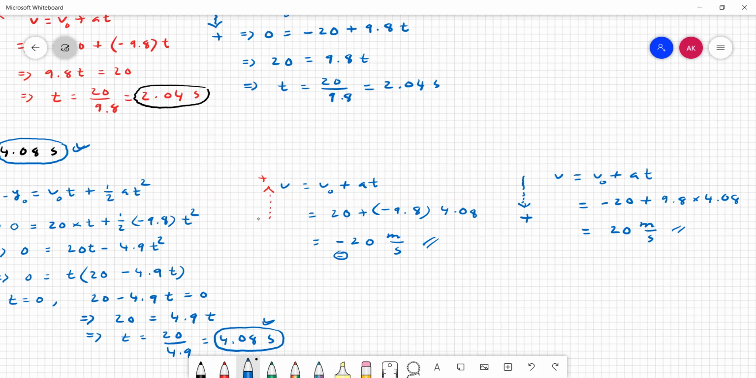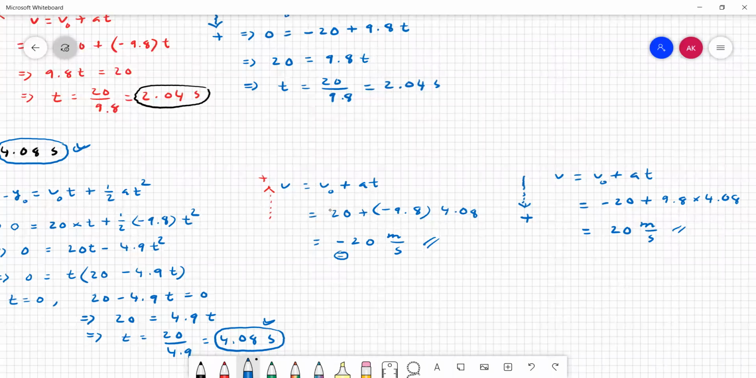So whether you choose upward or downward direction to be positive, if you solve for velocity, the sign will just switch. If you solve for displacement, the sign will switch. But if you solve for time, you must get a positive number because time cannot be negative. Is this clear to you?